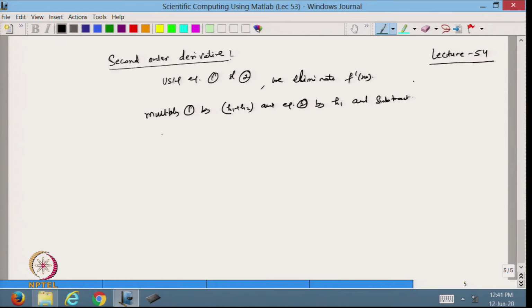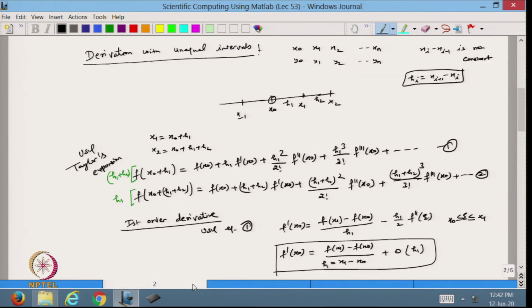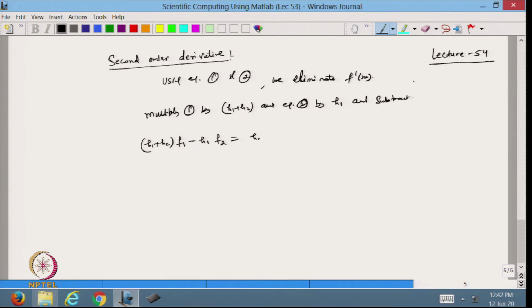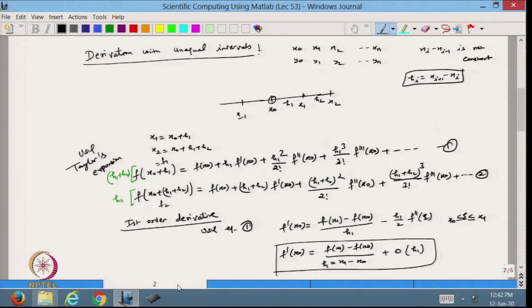So I will get the expression h1 plus h2 f1 minus h1 f2, because this is my f1 and this is my f2. So I am getting h1 plus h2 f1, and minus h1 f2, and this is h1 plus h2 minus h1, times f0. Then this one is h1 multiplied by h1 plus h2, and this is h1 plus h2 multiplied by h1, so this will cancel out.